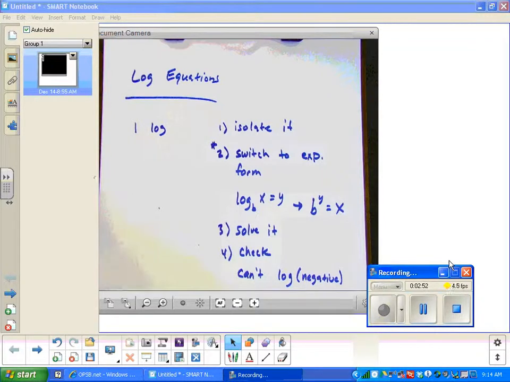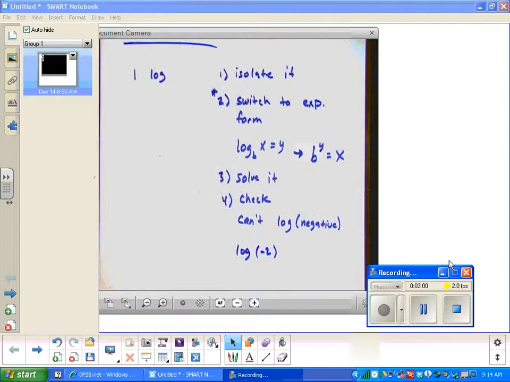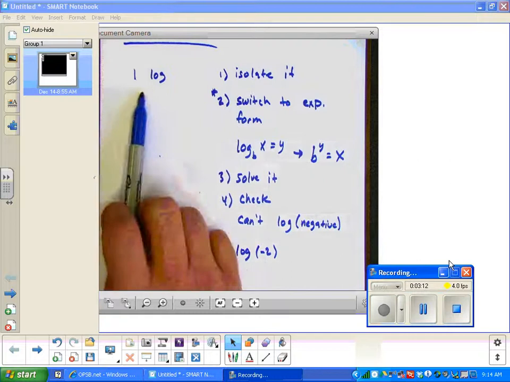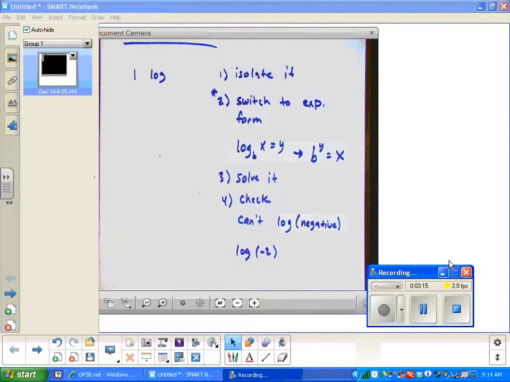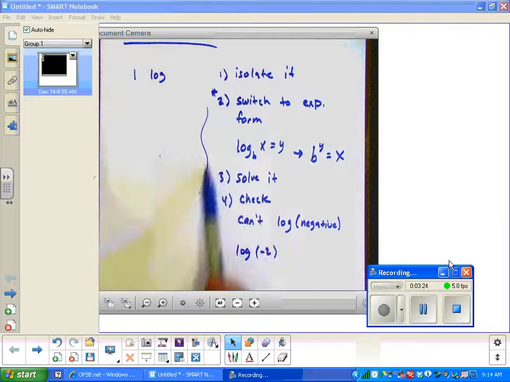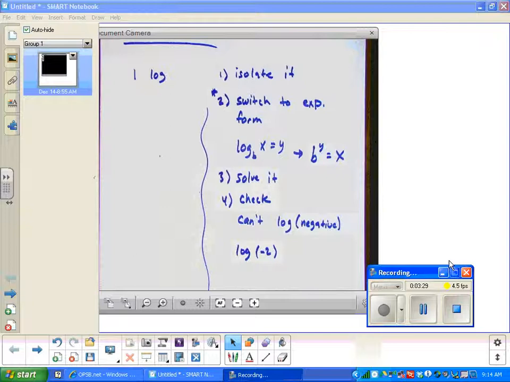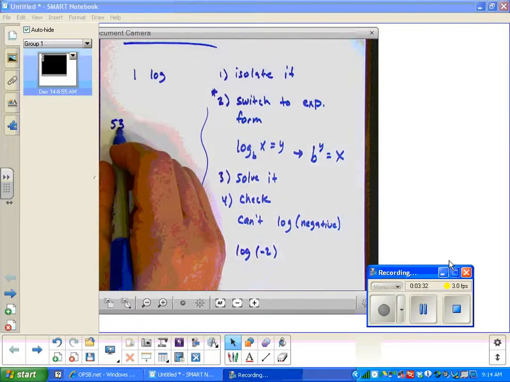I can't say the log of negative 2. You can't do that. So if you got a solution that made you take the log of something negative, that solution would be extraneous. Most of the time with single logarithms, you don't have any trouble with that. It's when you have multiple logarithms that you get into issues. Now let's look at a couple of examples that just have one logarithm. I'm going to do number 53.